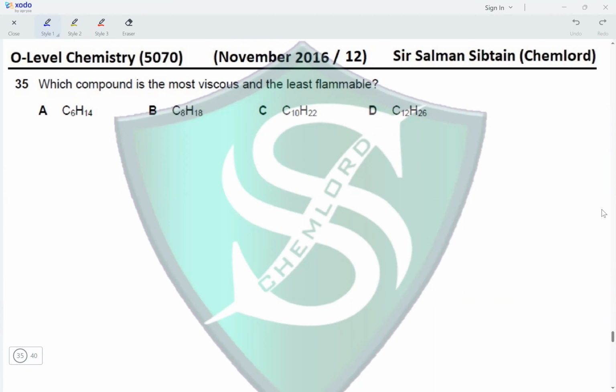So we calculate the Mr for each, and even if we don't, we just look at the length of the carbon chain. The one with the longest carbon chain will have the most viscous fluidity and it will be the least flammable. So option A has 6 carbon atoms, B has 8, C has 10, D has 12. Therefore, the correct option for this question is option D.